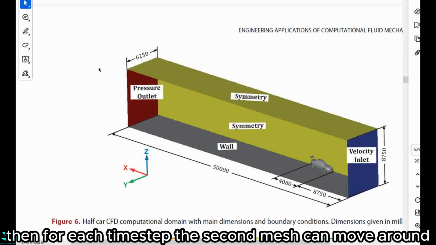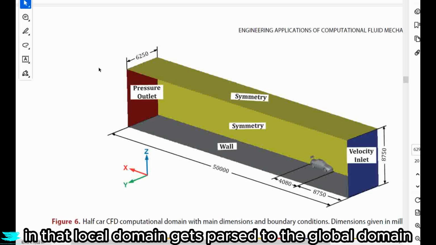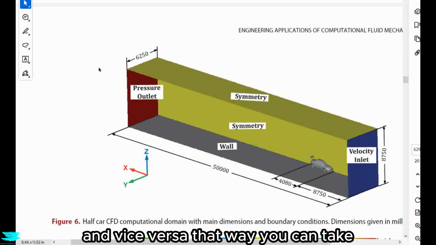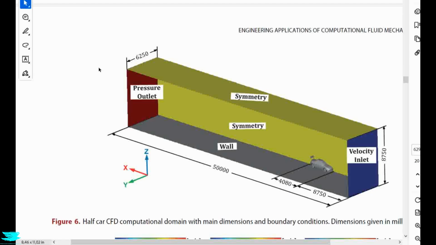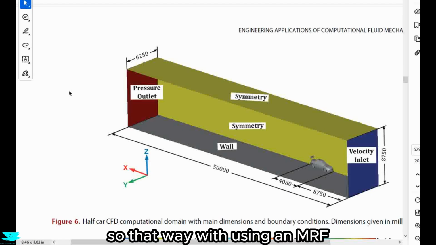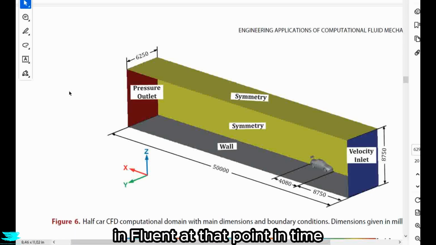Then for each time step, the second mesh can move around, and the information about the geometry and the air in that local domain gets passed to the global domain and vice versa. That way you can take into account the relative motion between these 2 domains. So using an MRF with an overset mesh isn't applicable in Fluent at that point in time.